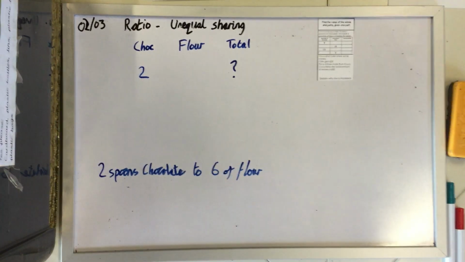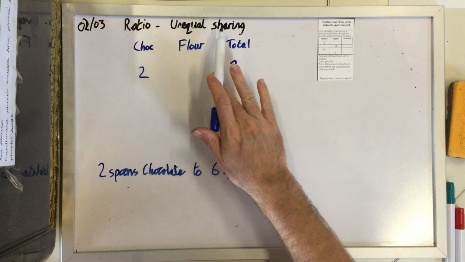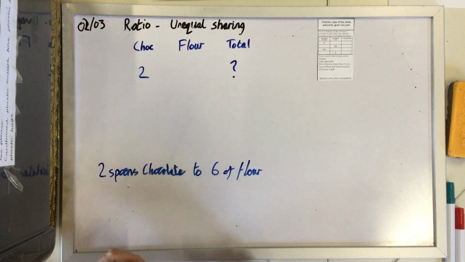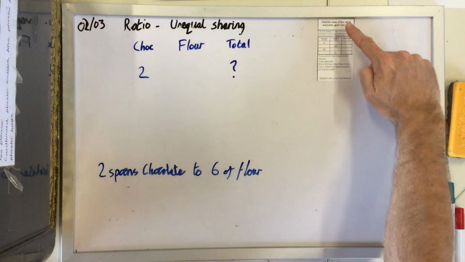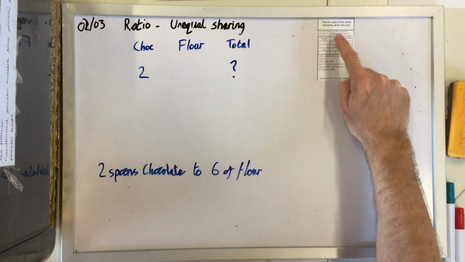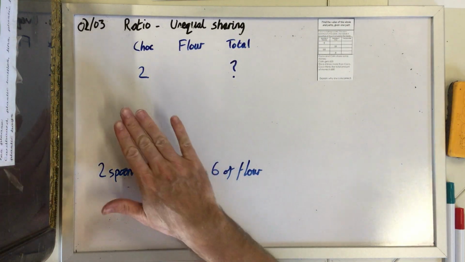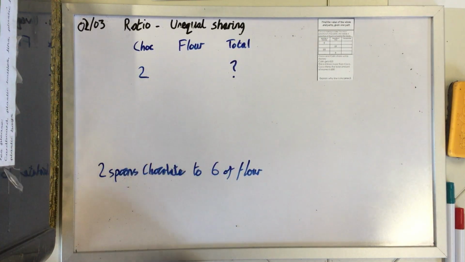Okay, so we're on to the next part of our ratio and proportion. Just remember ratio, we're thinking of it as unequal sharing. Yeah, we're sharing stuff out, but not everyone has the same. And what we're thinking of today is to find the value of the whole and parts if you're only given one part.